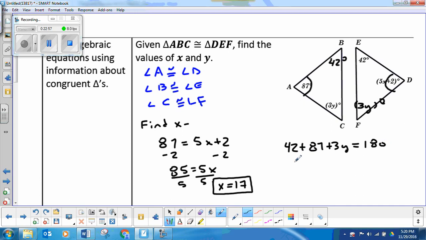When I combine like terms, I get 129 plus 3y is equal to 180. Subtract 129 from both sides. I get 3y is equal to 51. Divide both sides by 3. And y is also 17.